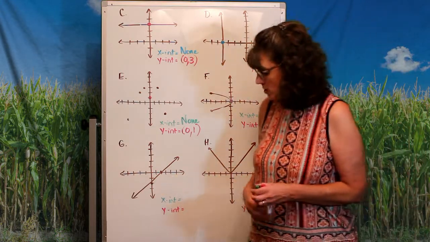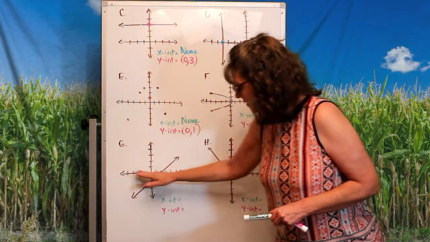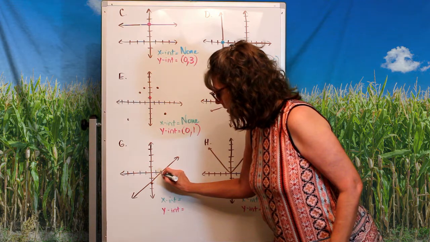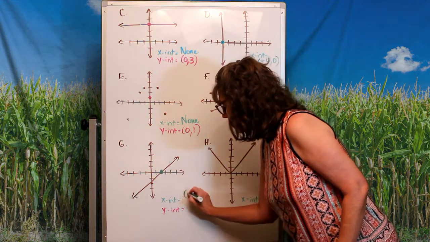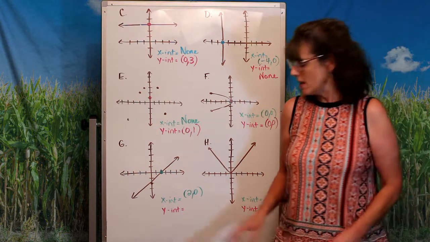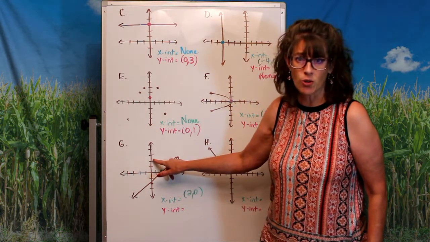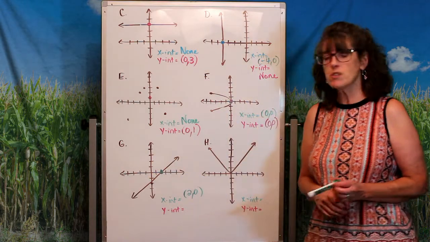Now let's take a look at this one. X-intercept, where is this graph crossing this axis? Right here at that point. That's the point (2, 0). Again, so important you get that 0 in the right spot. If you flip that around, (0, 2) sits here. That's not even on the graph. So very important you put the 0 in the right spot.